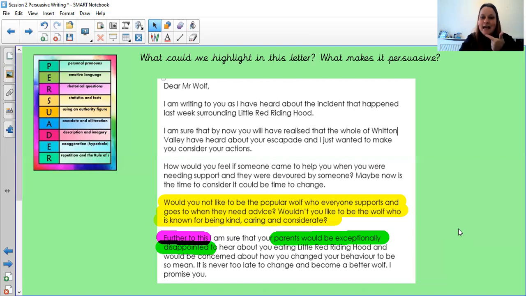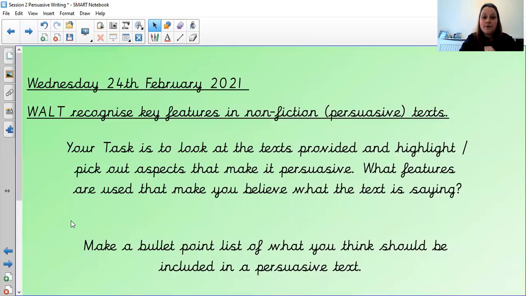You've got an advert and a letter, and you are going to highlight aspects that make it persuasive. So what features are used that make you believe what the text is saying? Okay, so I just want you to highlight or colour all of the persuasive features, and if you can, label or explain why they are persuasive. And then at the end, once you've highlighted the letter and the advert, I want you to bullet point, make a list of what you think should be included in a persuasive text. So all of the things that you think make a text persuasive.